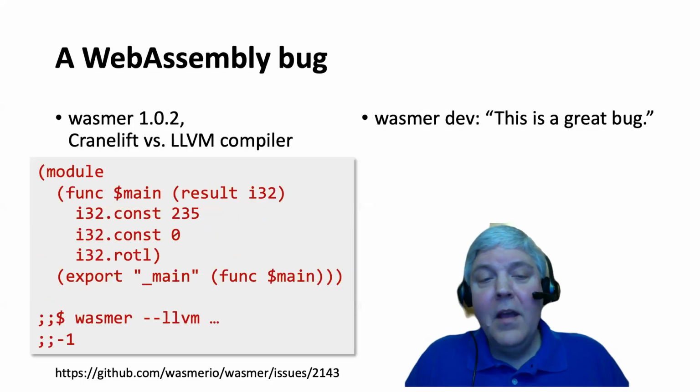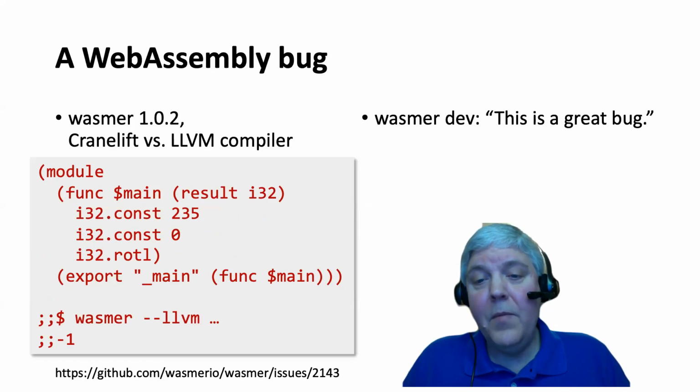So, all right. The second bug I want to tell you about is one we found with our WebAssembly generator. This is a bug in a WebAssembly implementation called Wasmer. It has two different compilers, one called Cranelift and the other one is based on LLVM. And for this program on the right, the correct answer is 235. But when compiled with the LLVM compiler, the incorrect answer was -1. So we reported this to the Wasmer developers, and they seem to be appreciative. One of the developers said that this is a great bug. So we're still actively looking for more bugs in WebAssembly implementations.